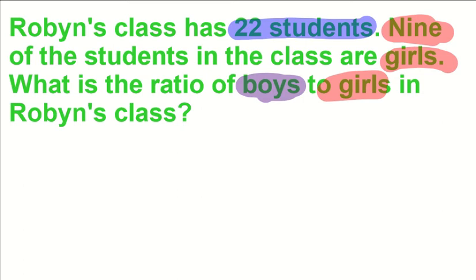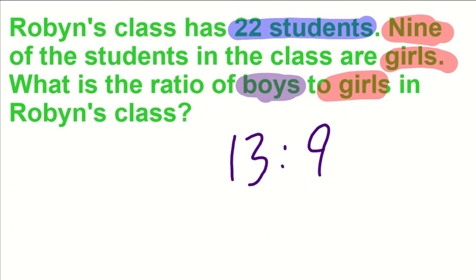For a math problem, the students are either going to be boys or girls. So if we got 22 students and 9 of them are girls, how many are left to be boys? 13. So for boys to girls, again, order is important on this. Boys is first, that's 13. Girls, they gave us, that's 9. 13's prime, so we can't simplify that. And that would be it.